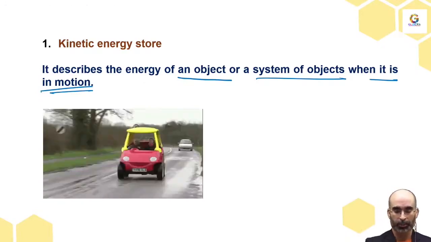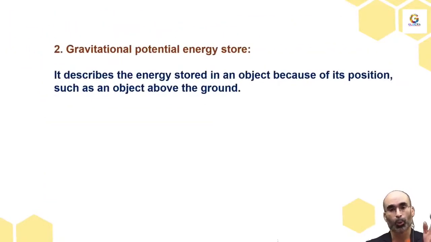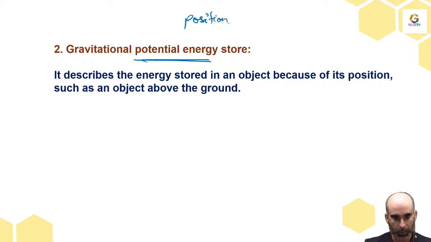Now, let us try to understand what is gravitational potential energy. First of all, I want you to remind yourself of potential energy. When you say potential energy, it is related to position. Any change in position will change the potential energy. In this session, we are going to learn two types of potential energy: gravitational potential energy and elastic potential energy, right?